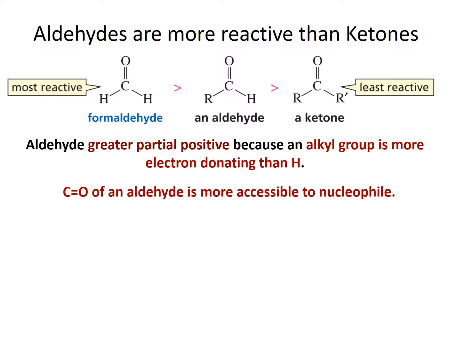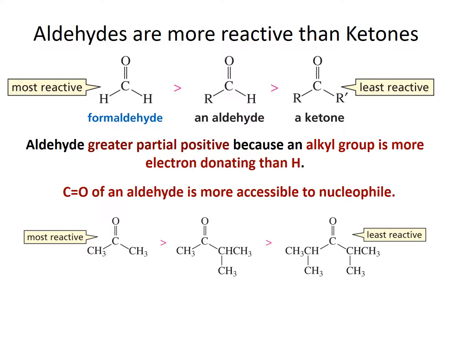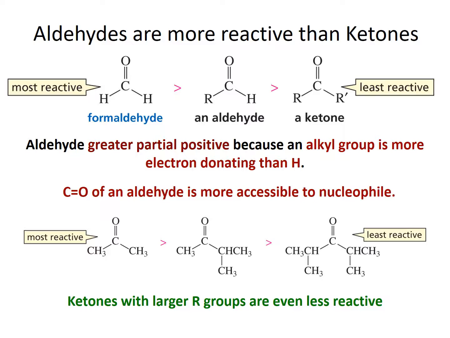The other argument we can think of is about sterics. If we have a hydrogen or 2 hydrogens, it's going to be really easy for that nucleophile to get in there, versus if we have a carbon-carbon or even a more branched system. So you actually see ketones with larger R groups being less reactive, because it's going to be harder for that nucleophile to attack that electrophilic carbon.